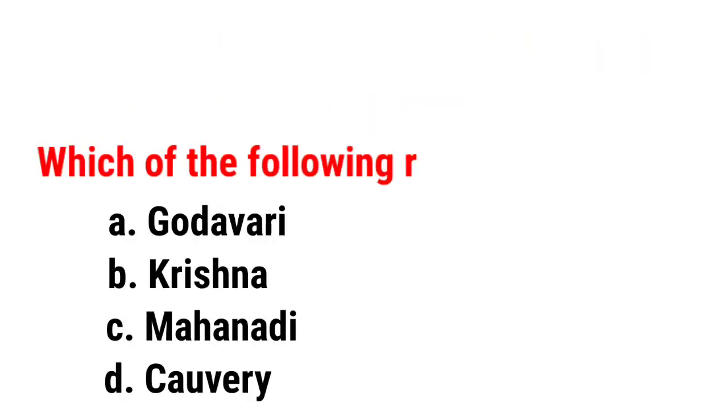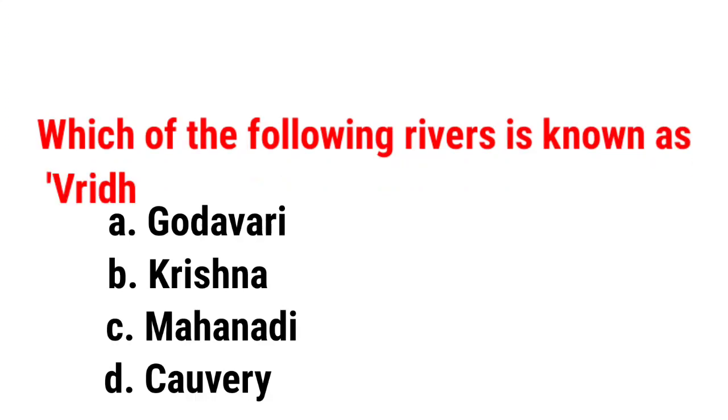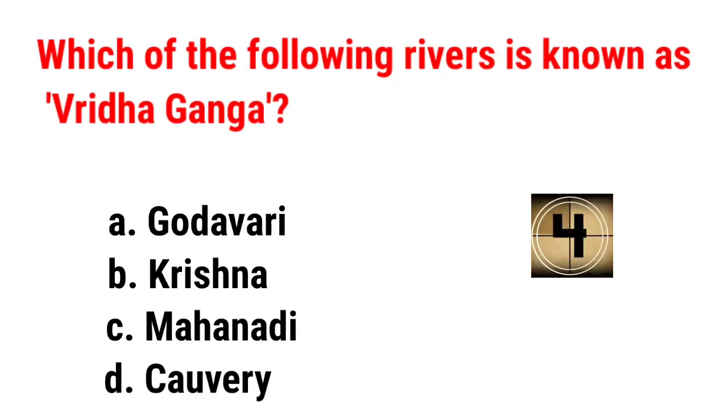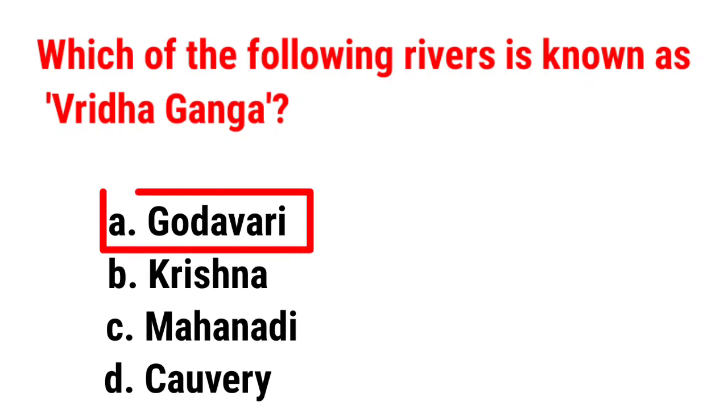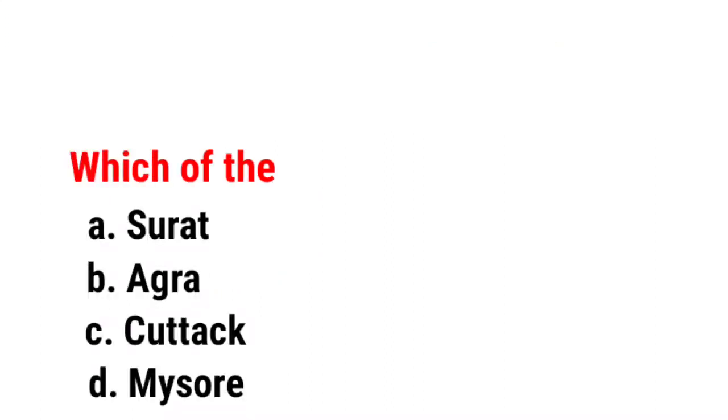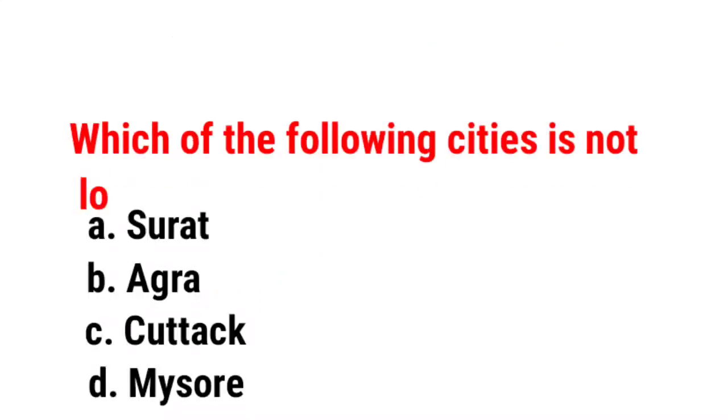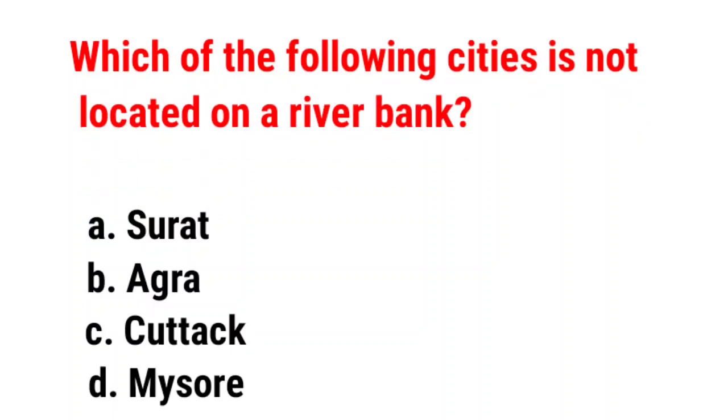Which of the following rivers is known as Briddh Ganga? Correct answer is Godavari. Which of the following cities is not located on a river bank? Correct answer is Mysore.